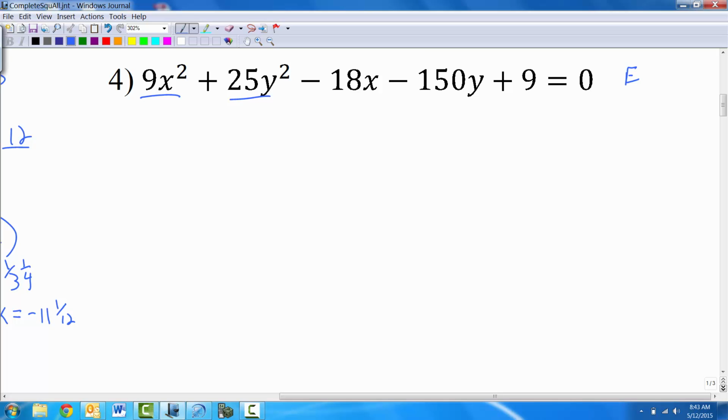...to be an ellipse because you have both positive x squared and y squared, so there are no different signs. But the numbers in front of the x squared and y squared are different, so when you complete the square, you're going to have different x-axis and y-axis radii.